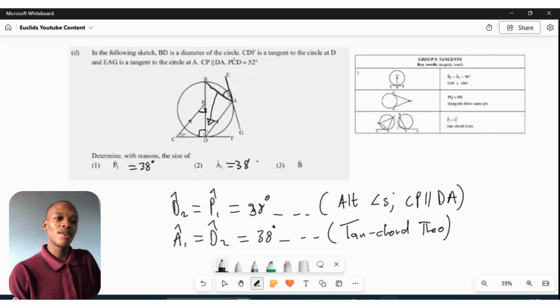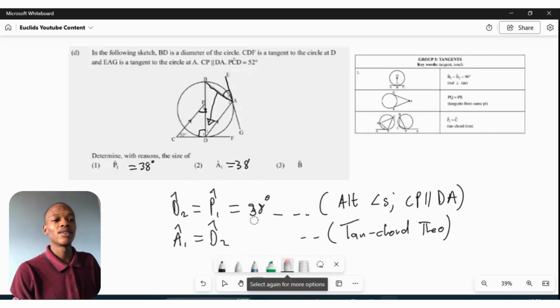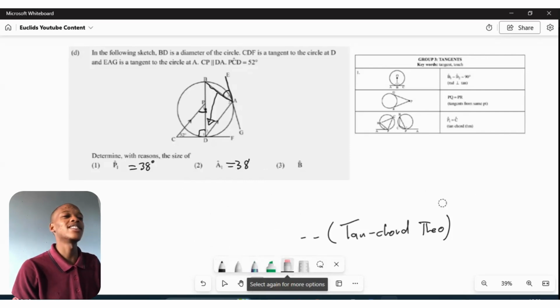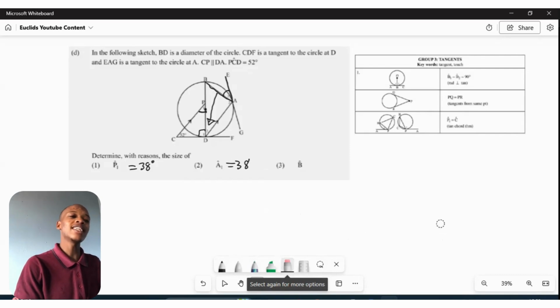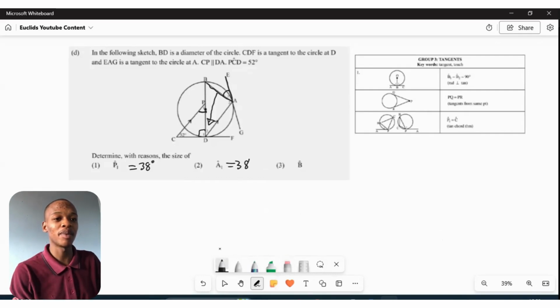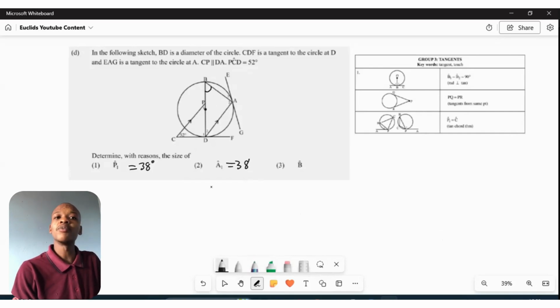Okay, now let's go for angle B. Where is angle B? First thing first, go and highlight where angle B is, and then what it is that has to do with angle B. What are the characteristics of angle B? Let's go and check. Angle B is up there. Oh, there is angle B. All right, how can we get angle B?